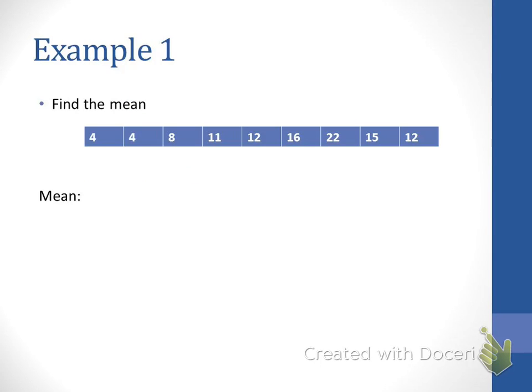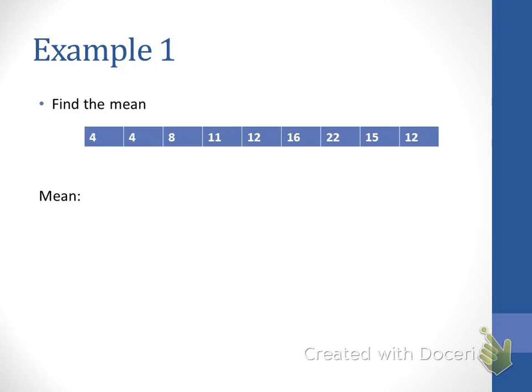Okay, so in example 1, we're finding the mean. Go ahead and get out your calculators. You are allowed to use your calculators. Listen, for the mean, there are 2 steps. The first step is to add all of the numbers in the data set. So go ahead and do that in your calculators.